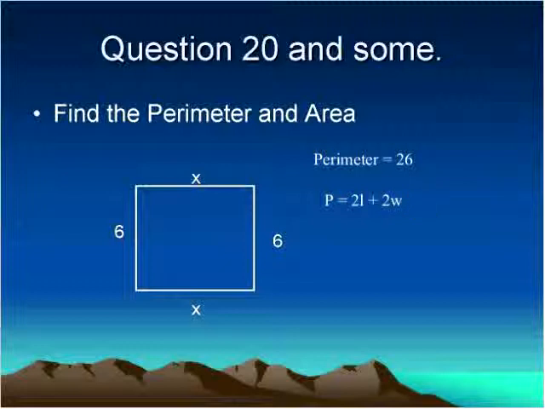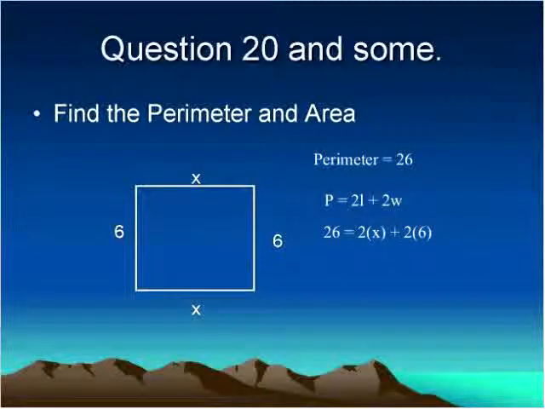So now what we can do is fill in the information that we have. The perimeter is equal to 26, so we can just say 26 for P. 2 times, and the length is going to be x, and the width is 6. All right, that's just some quick substitution. We've just put x in for the length, and for the width we've put in 6. Okay, 2 times 6 and 2 times x.